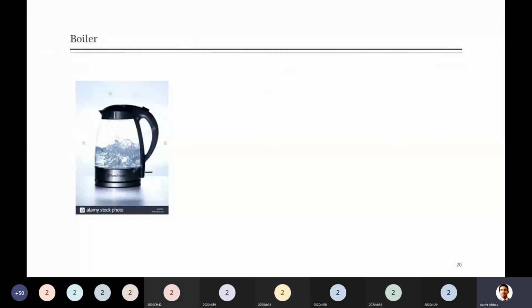Have you seen this equipment somewhere in your surroundings? Yes, sir. What do you call it? Kettle. Some people call it a boiler. Yes, an electric kettle. In this, what do you actually do? You heat and boil the water.